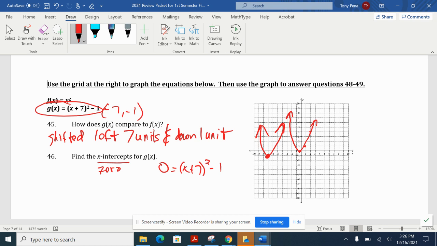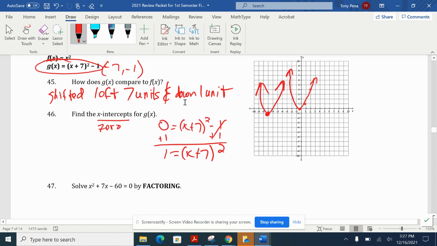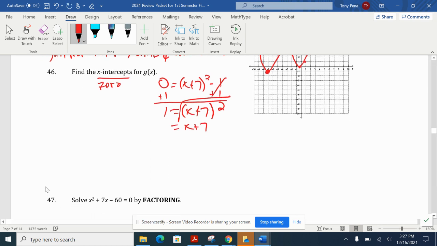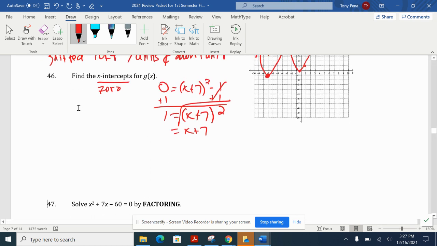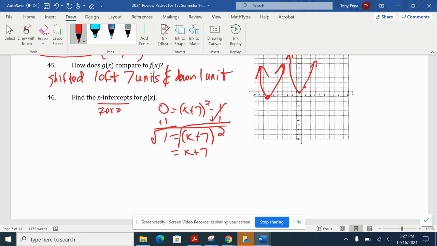We now have an equation that we want to solve. So I'm going to add this 1 over. I'm going to use the square roots to solve this. So I get 1 equals x plus 7 squared. Then I'm going to take that square root to get just x plus 7 by itself. On the other side, I have to do the same thing and take a square root, and that's where we know we have both a positive and a negative solution, so positive and negative 1.